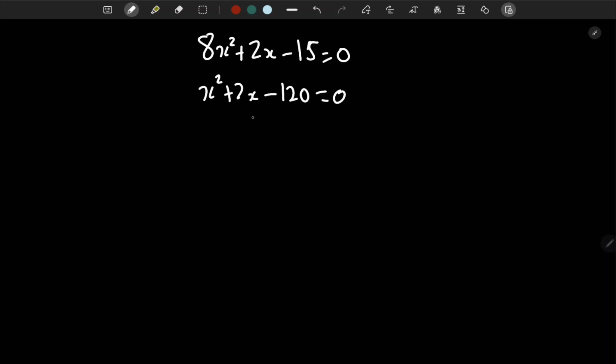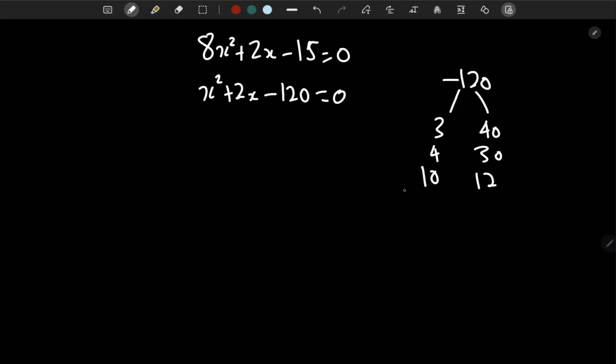Yes, and now we use that same method from before, where we find two factors which multiply to negative 120 and add up to 2. So here we can quickly find all the factors for 120: 3 and 40, 4 and 30, 5, 6, 7, 8, and 10 and 12.